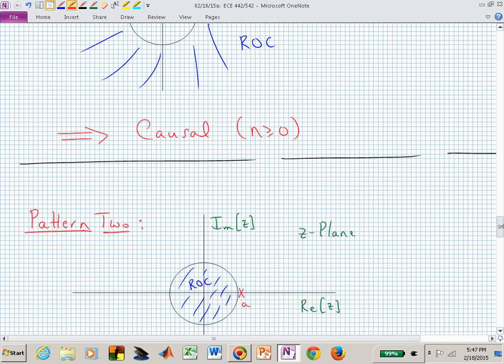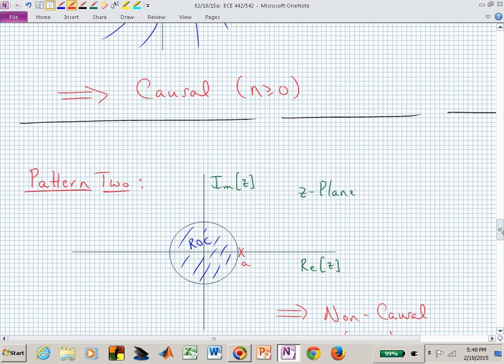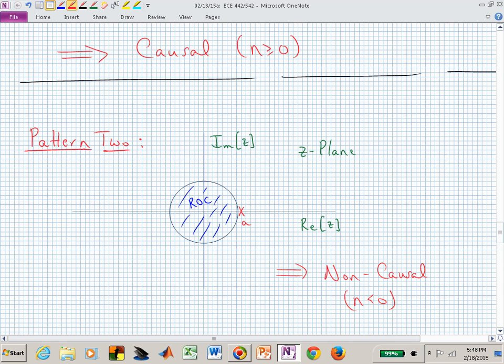Pattern 2, now you pick a convenient value for Z, maybe at the origin, and you plug that into your infinite series expansion, and you see that those negative exponents that deal with right-sided sequences, you shouldn't have any of those. This now says that for this pattern, you're looking at non-causal, whether A is less or larger than 1. It doesn't matter. It's still non-causal.